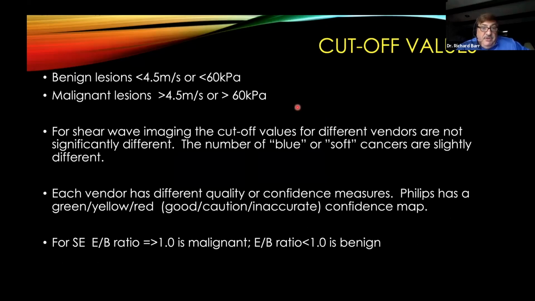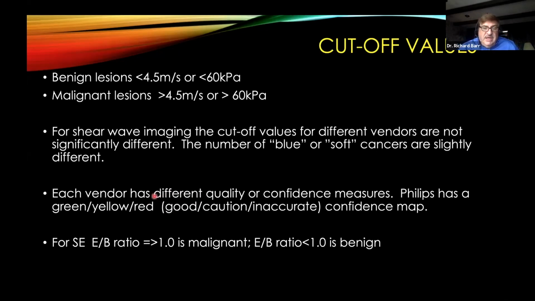The cutoff values we use for the Philips system for shear wave: less than 4.5 meters per second or 60 kilopascals is benign. Malignant is greater than 4.5 meters per second or 60 kilopascals. We already went over the strain. An E to B ratio of equal to or greater than 1 is malignant, and an E to B ratio of less than 1 is benign. I want you to remember that each vendor may have different values. They calculate strain differently. This is really critical for strain ratio, because the strain ratios that you will get for various vendors will be significantly different.